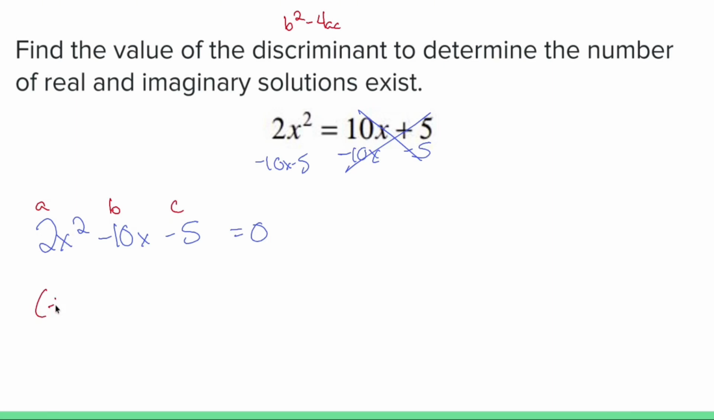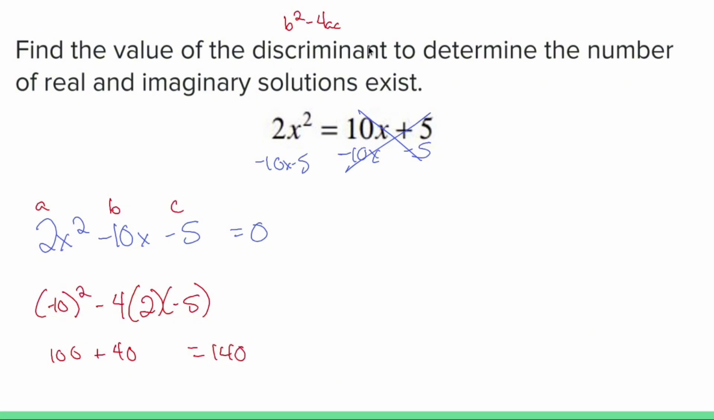So we're going to do negative 10 squared minus 4 times a, which is 2, times c, which is negative 5. This gives me 100. Negative 4 times 2 is negative 8. Negative 8 times negative 5 is positive 20. No, it's not. 40. Silly me. And that number is 140.